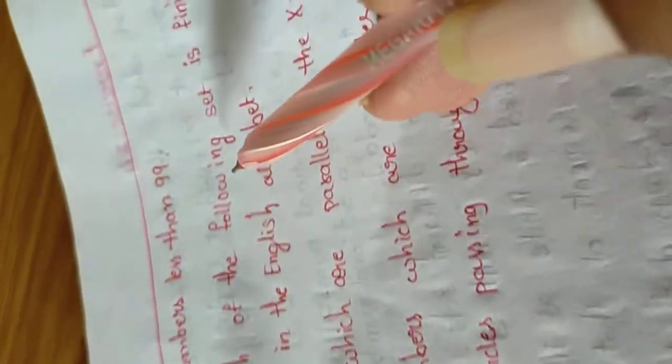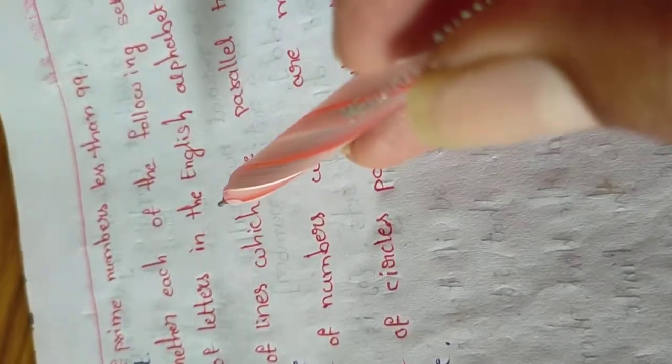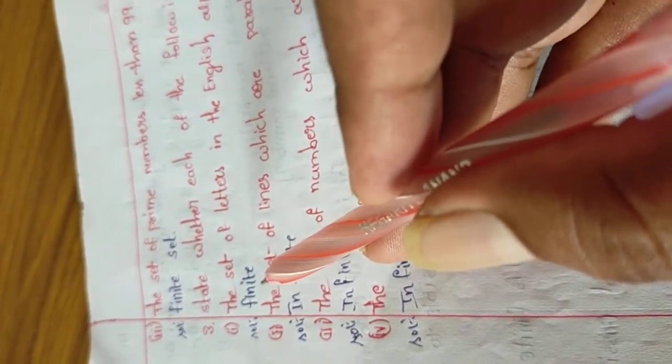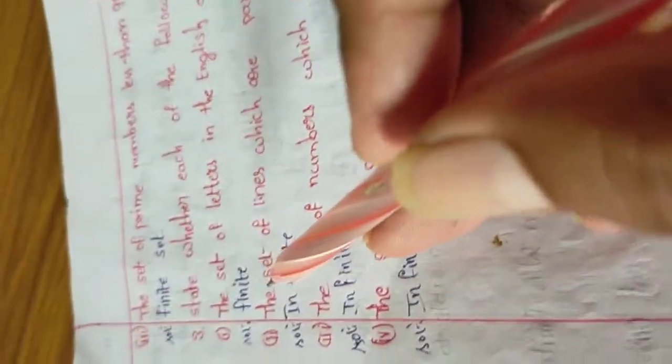State whether each of the following sets is finite or infinite. The set of letters in the English alphabet: 1 to 26 letters. So it is finite, counting is possible. If counting is not possible, it is an infinite set. If counting is possible, it is a finite set.